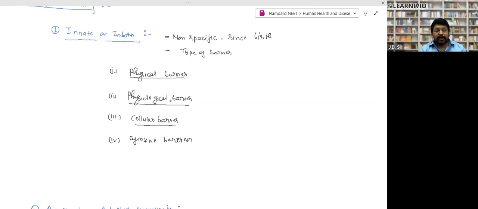Cytokine barrier. What is the cytokine barrier? Suppose that a cell is getting infected, any cell of the body got infected. The cells surrounding that infected cell will become immune to that disease. That is called cytokine barrier. So there are four kinds of barrier in innate immunity: physical, physiological, cellular, and cytokine barrier.